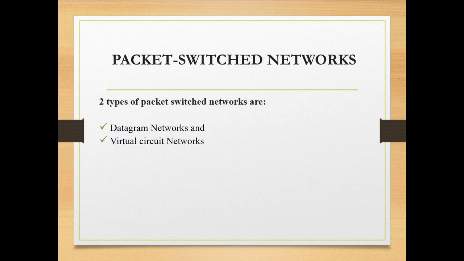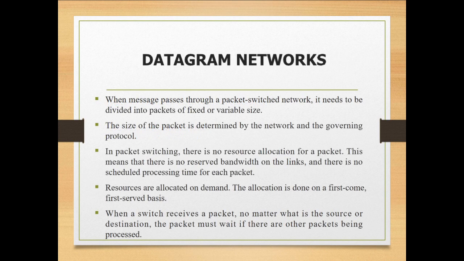Packet switched networks. We have seen there are two types of packet switched networks, datagram networks and virtual circuit networks. Now what is a datagram network? When a message passes through a packet switched network, it needs to be divided into packets of fixed or variable size. Here we are not sending the message as a whole, we are dividing the message into fixed or variable sized packets. The size of the packet is determined by the network and the governing protocol.